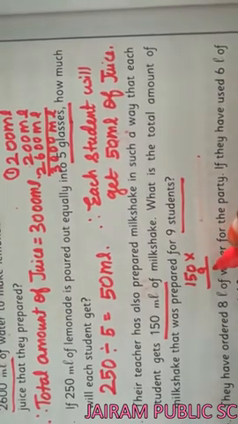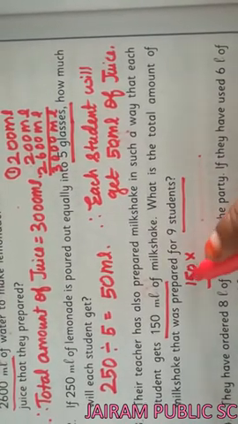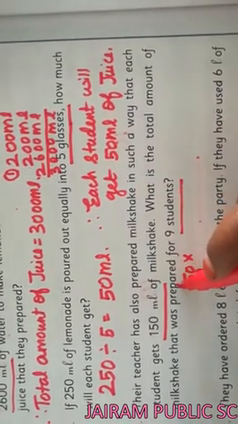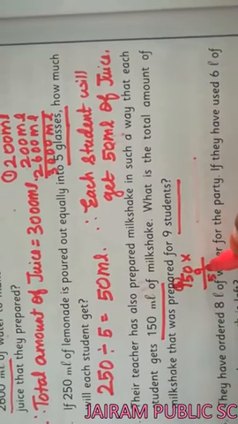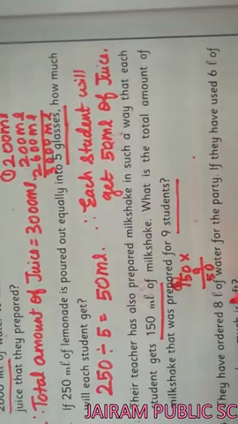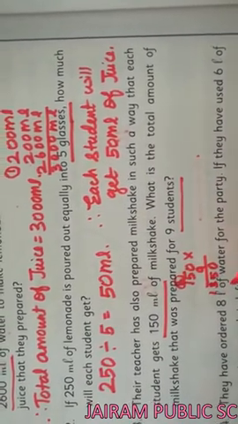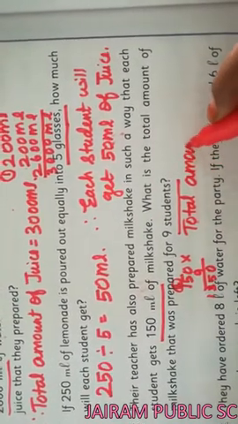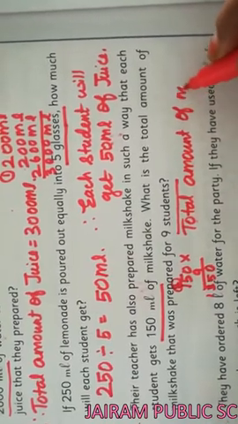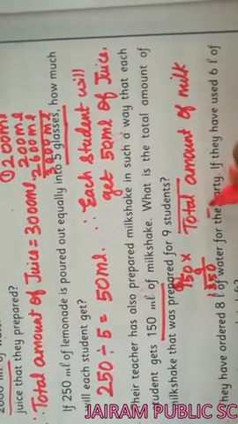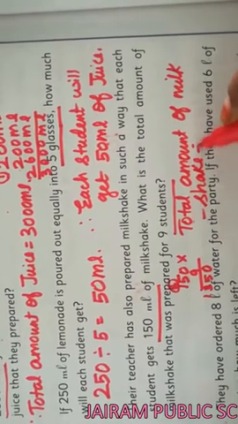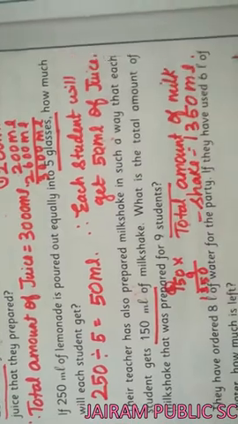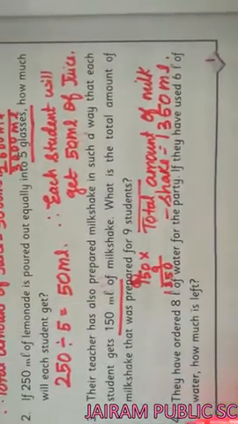0 multiplied by 9 will be 0. 5 multiplied by 9 will be 45. 5 in the tens place, 4 in the hundreds place. 1 multiplied by 9 will be 9. 9 plus 4 will be 13. So the total amount of milkshake is equal to 1350 ml. Then the final question, fourth one.